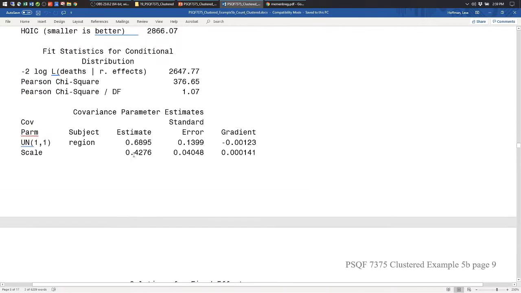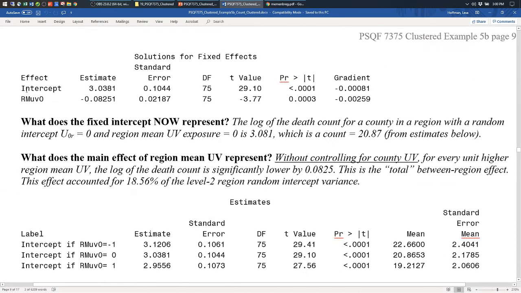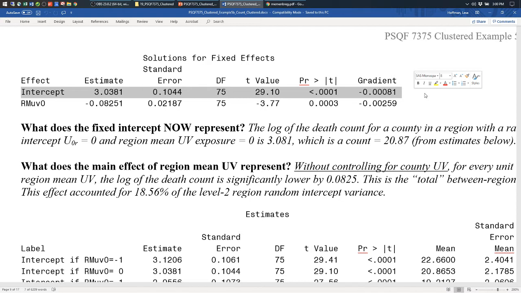So we have this as our new set of fixed effects. So the intercept, what's my scale here? The intercept of 3 is what? Outcome is death count. Something nice and cheery for a Thursday.